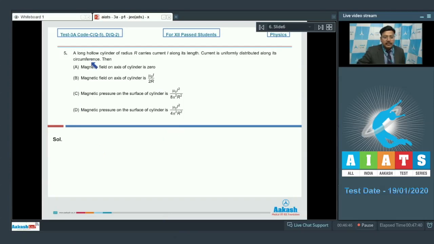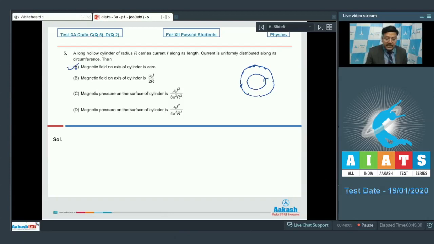Okay, so to find the magnetic field, we can apply the Ampere circuital law. If I take this as the cross section of the long hollow cylinder, the current is, let's say, coming outward and the total current is I. Now to find the field on the axis, if I take an Amperian loop like this and do a circulation of B, the current enclosed within this Amperian loop is 0. So the magnetic field is 0, in fact everywhere inside the shell. That means the magnetic field is 0 even at the axis of the cylinder. So option A is correct and option B is incorrect.